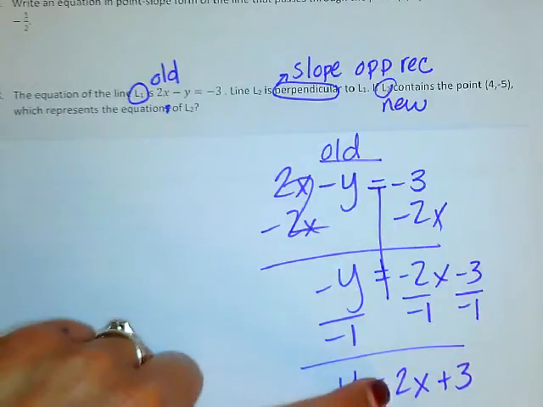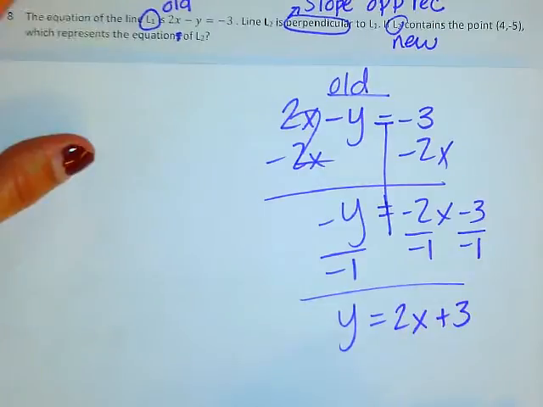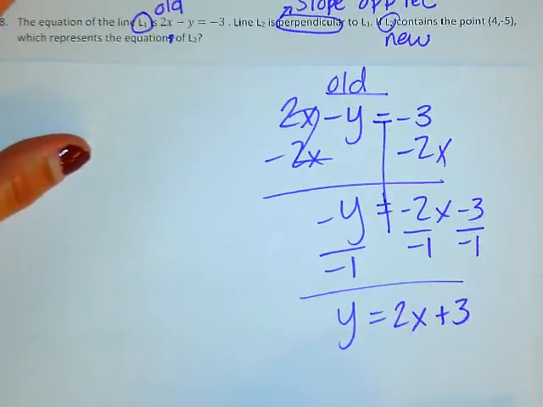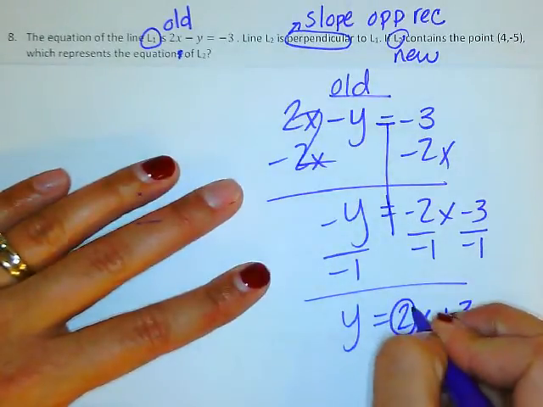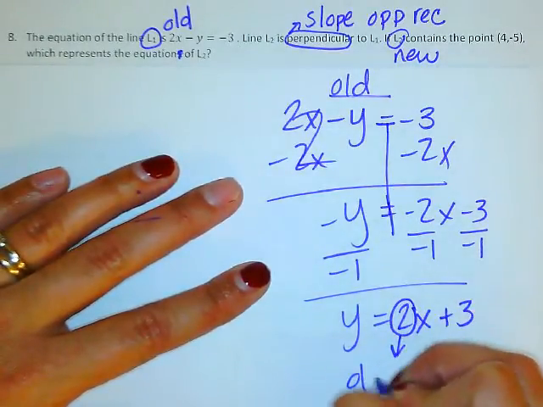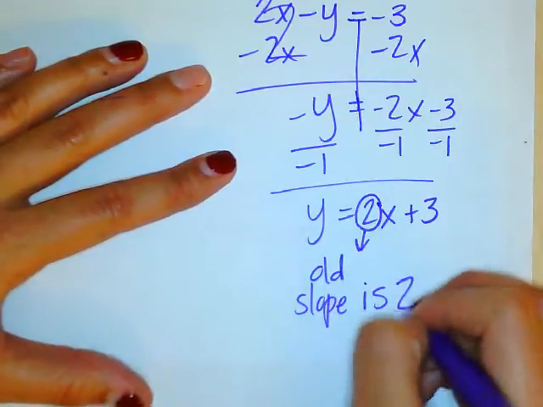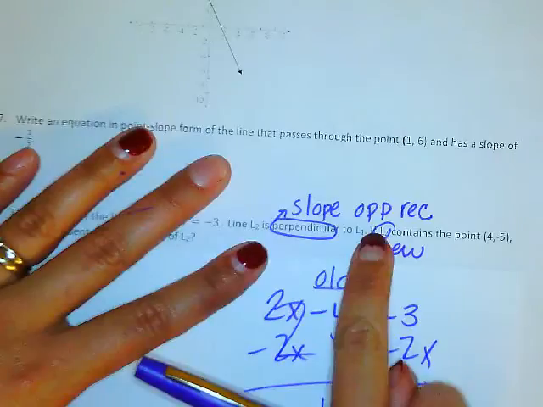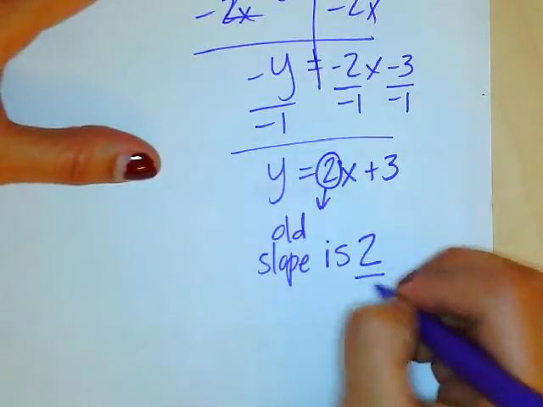Okay, so I'm going to move the x over. Okay, so in this case, it turned out to be 2, like the same as this one was, but that doesn't happen all the time. So we got to change to y equals mx plus b to make sure. So my slope is 2 here of the old one. So the old slope is 2.